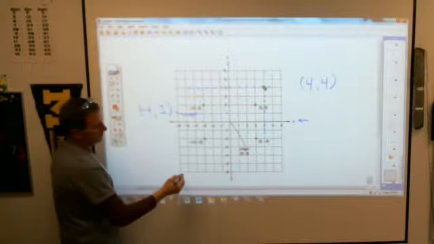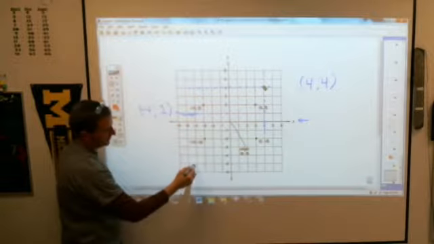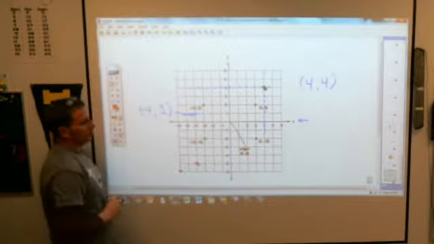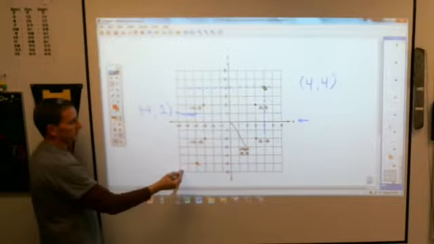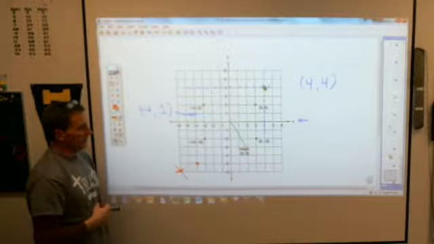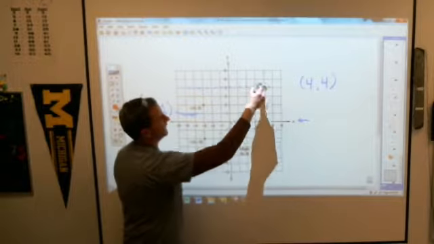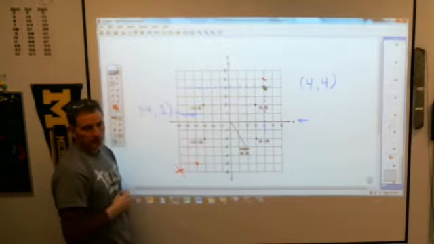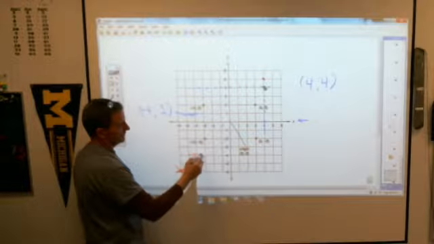How about this point right here? No, I don't want to put it there. Sorry, let me change it. Let's move it to here. What would that point right there be? Ephraim? (4, 5). It is not (4, 5). (4, 5) is right here. Oh, negative 4. (-4, -5).